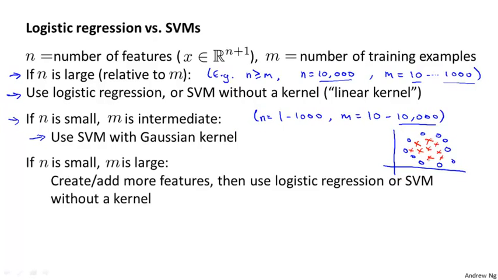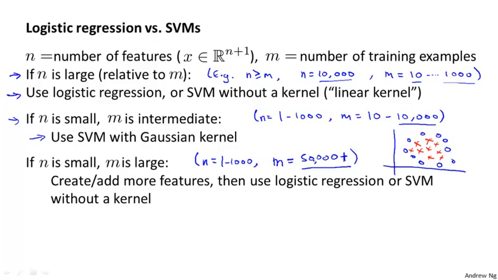One third setting that's of interest is if n is small, but m is large. So if n is, again, maybe 1 to 1,000, could be larger, but if m was maybe 50,000 and greater to millions, right? So 50,000, 100,000, a million, 2 million, you can have very, very large training set sizes, right?